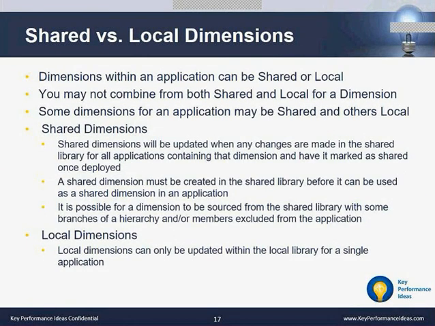So dimensions within an application can actually be local or they can be shared, one or the other, but you cannot have one dimension be a combination of part of it from a shared dimension and part of it as local. It's either all or nothing, with the exception that you can make a dimension within an application come from the shared library and you can exclude pieces of it if you want to.